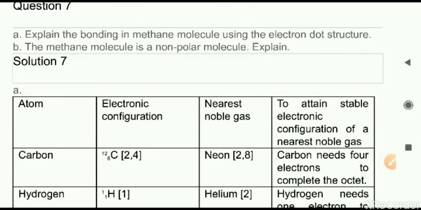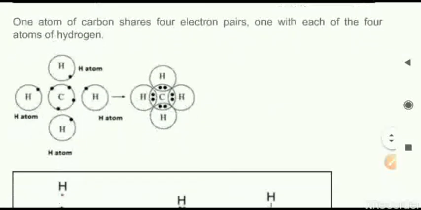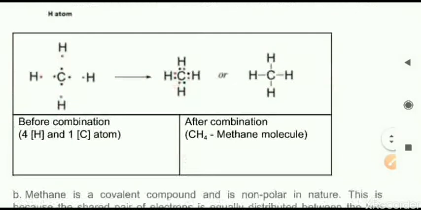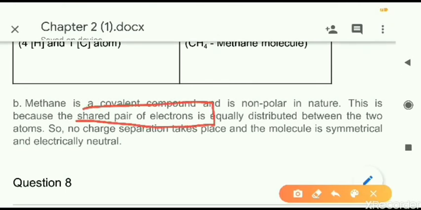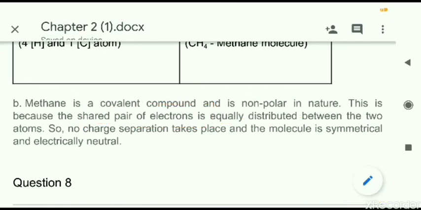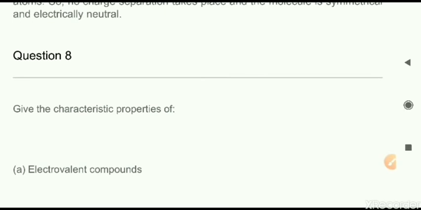Question 7, explain bonding in the methane molecule using the electron dot structure. Next, the methane molecule is a non-polar molecule. This you have to explain. First you can show the electronic configuration and the nearest noble gas. Then we can show the electron dot structure for the methane molecule. Next, B part, they have asked why methane is a non-polar molecule. The reason is that the electron pair being shared is equally distributed. There is equal distribution of the sharing of electrons. As a result, the molecule is symmetrical. So the methane molecule is non-polar.